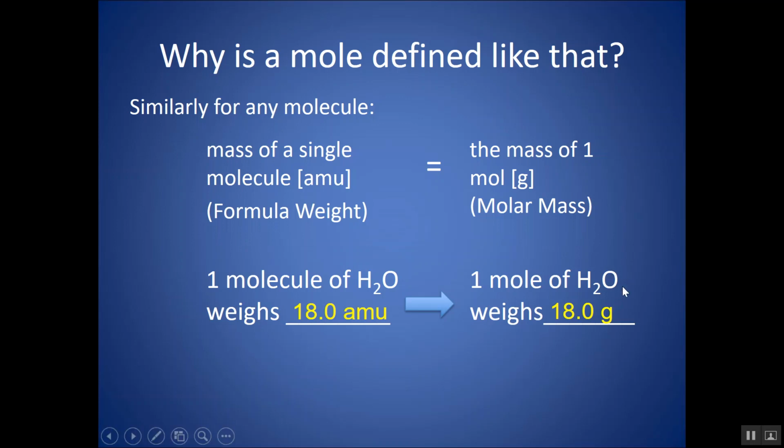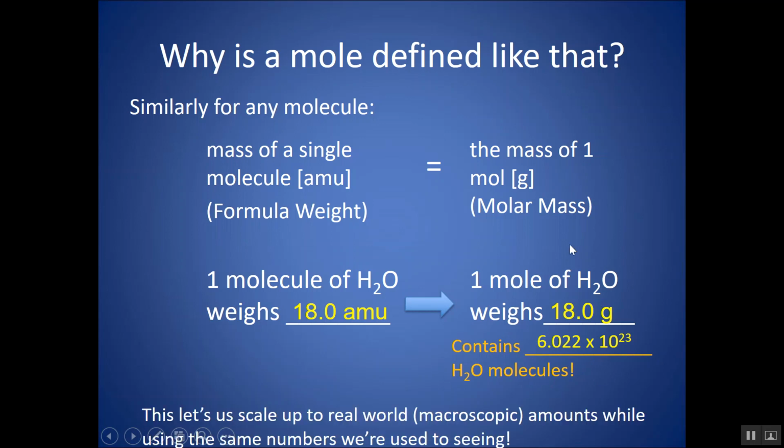And how many molecules of H2O would this mole contain? It would contain 6.022 times 10 to the 23rd H2O molecules. Those Avogadro's number of H2O molecules would weigh 18 grams. So this lets us scale up to real-world macroscopic amounts while using the same numbers we're used to seeing on the periodic table that are helpful for calculating.